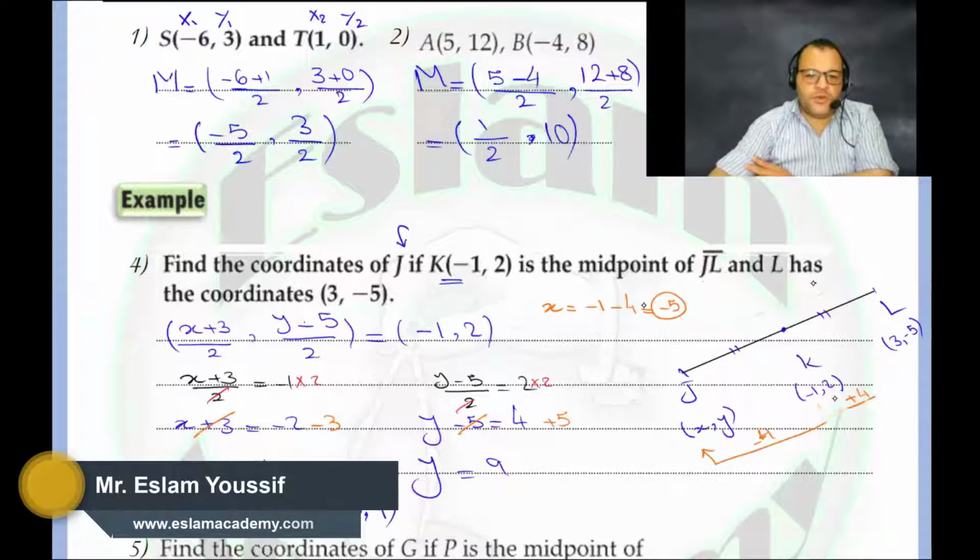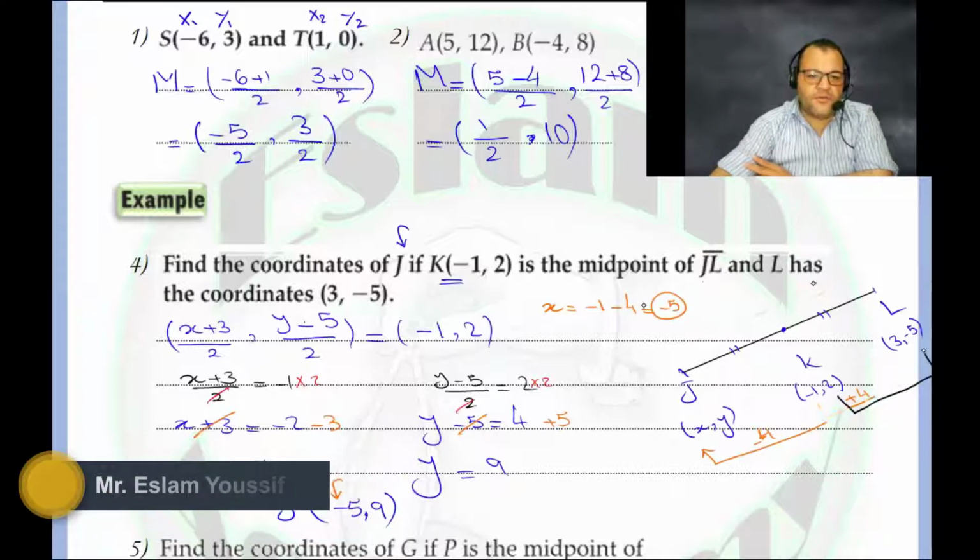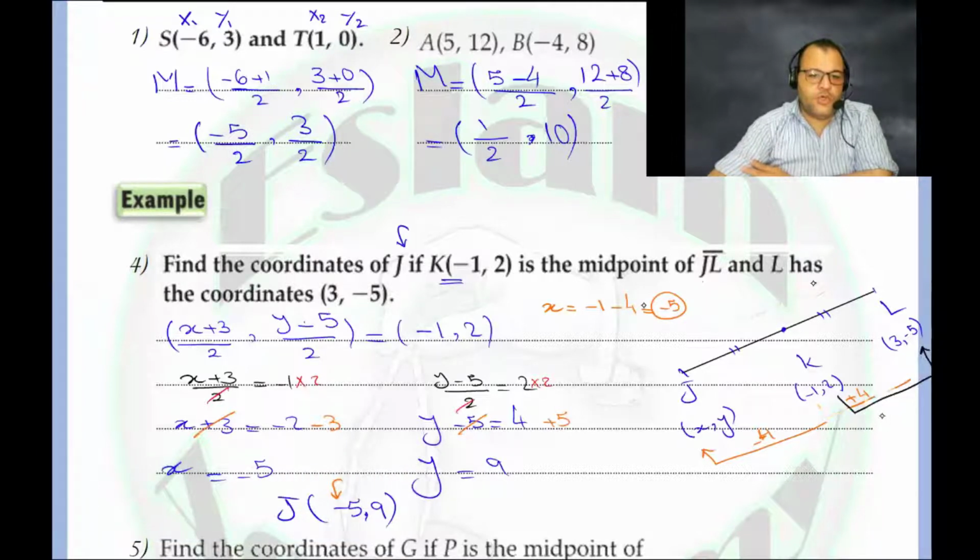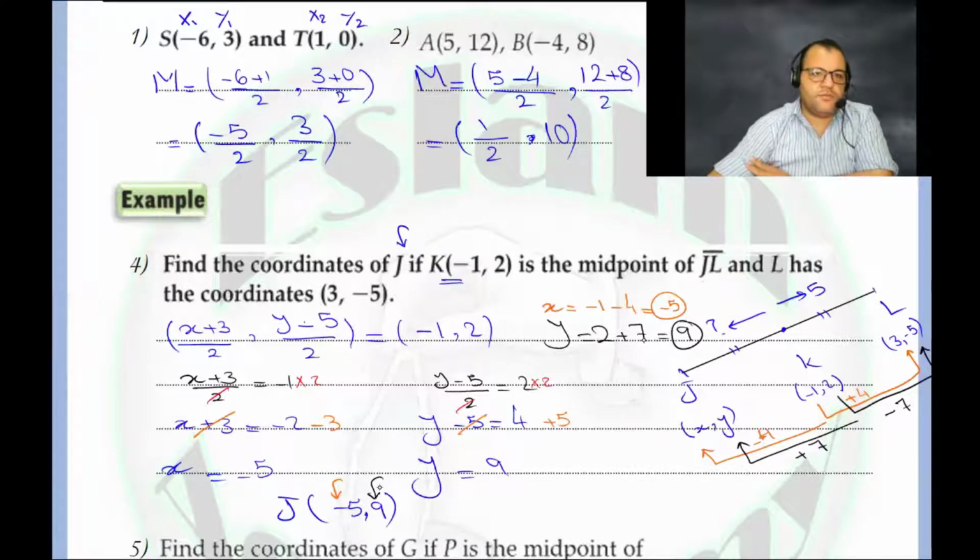Again, for the other one, from 2 to negative 5, you subtract. How many units? Subtract 7. So to the other side, you will add 7. It means y equals 2 plus 7, which equals 9. This is the point. You get the idea for this one?